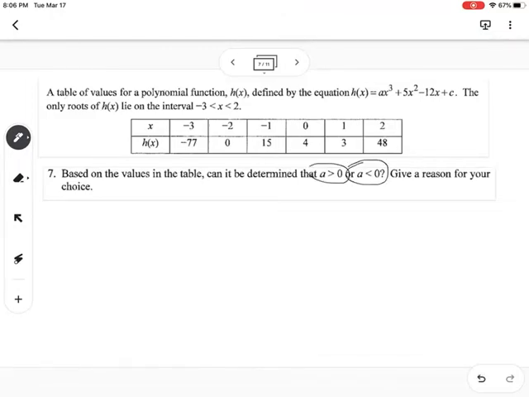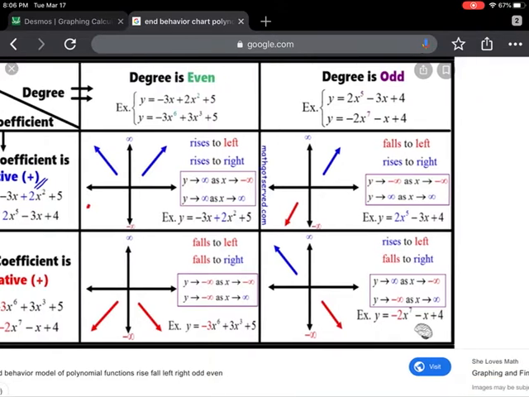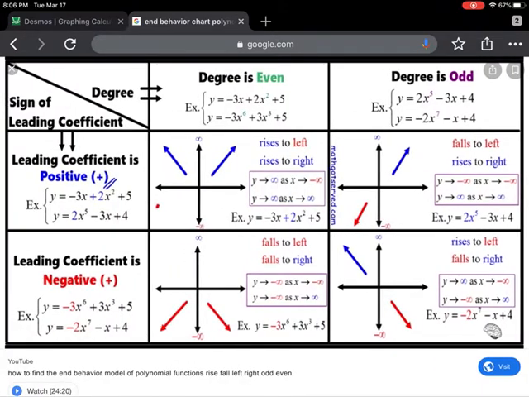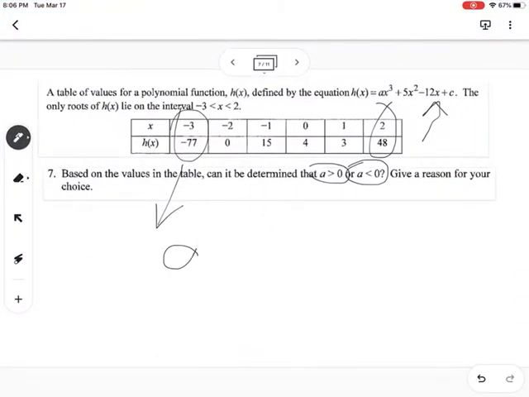So we have to look at end behavior. So right here, we know that that's going down. Over here, we know it's going up. And if you take a look at your chart, hold on, there it is. We know the degree is odd, right? Because it's a cubic. And then it's falling to the left, rising to the right. So our A is positive. Okay, so from there, that's how you can say with certainty that our A is greater than 0.